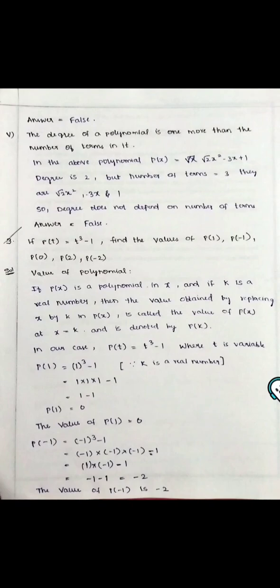And the next bit is, the degree of a polynomial is 1 more than the number of terms in it. So can we say that in the above polynomial p of x, root 2x square minus 3x plus 1, the degree is 2? We know that degree is 2, but the number of terms is 3. But what are the terms? Root 2x square, minus 3x and 1. These are the terms. Is there any relation between the powers and the number of terms? There is no relation between those two. So degree does not depend on the number of terms. So the answer is false.